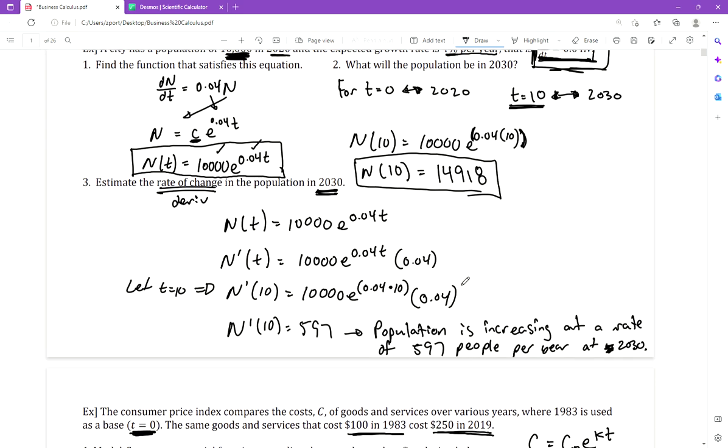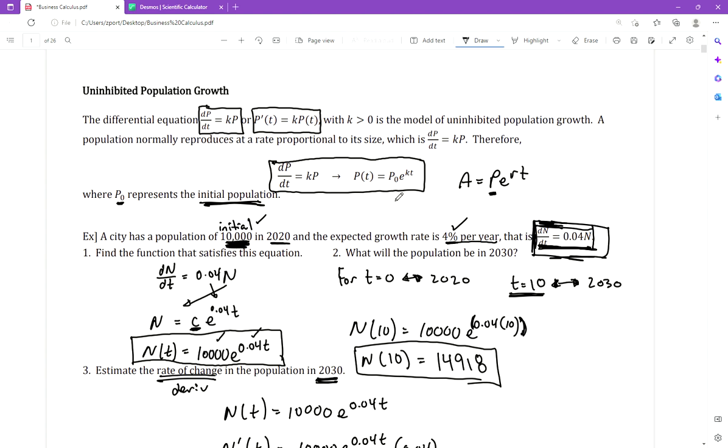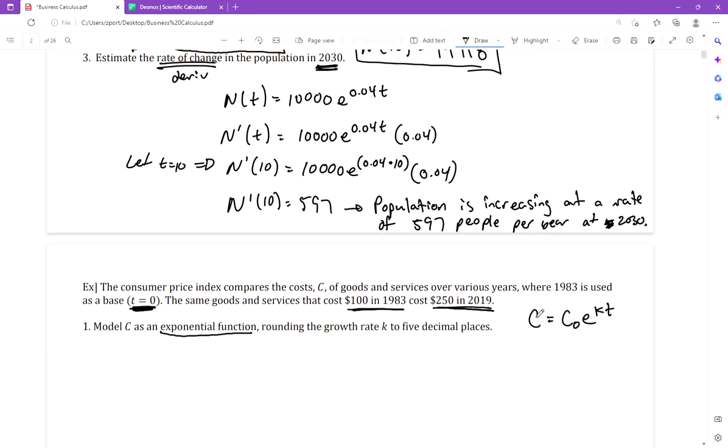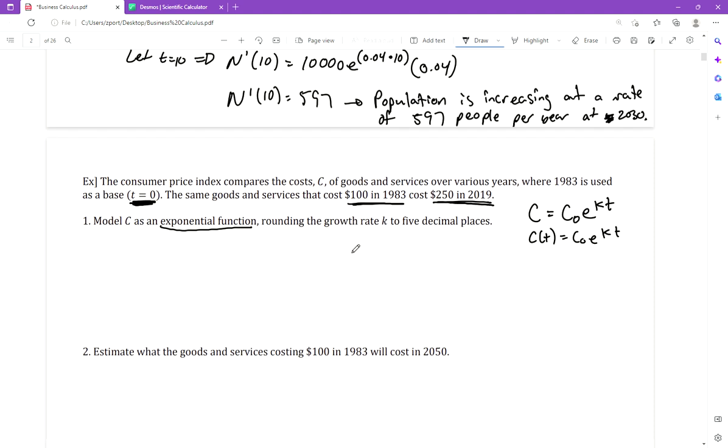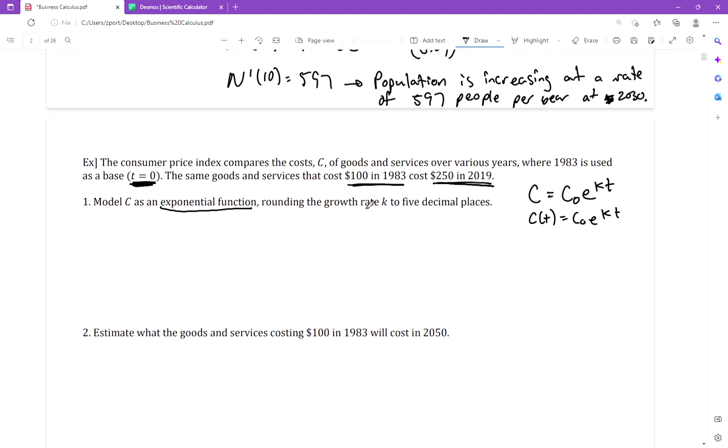Again, I'm going to scroll one more time. It's matching this notation, but I'm using C instead of P. I can even change that into C of t equals C naught e to the kt. So we can change that also. Anyway, on this problem, they give us two different things, so we're going to number those 1 and 2, and we're going to rewrite that.